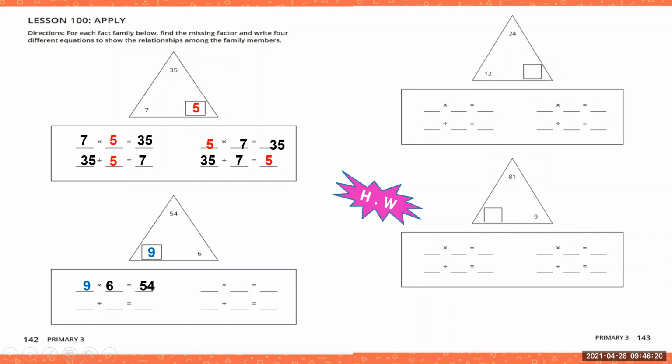So 9 times 6 equals 54, and the commutative property for it, 6 times 9 equals 54, and the division will be 54 divided by 9 equals 6, and 54 divided by 6 equals 9.